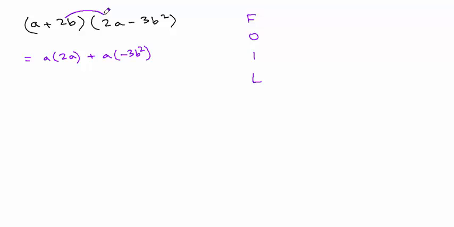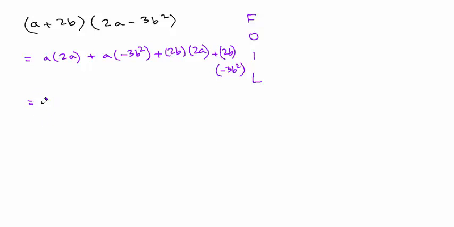Inner with inner, so that we have plus 2b multiplied with 2a. And finally, last with last, which is plus 2b multiplied with, I'm just going to write this over here, minus 3b squared. Time for us to simplify.